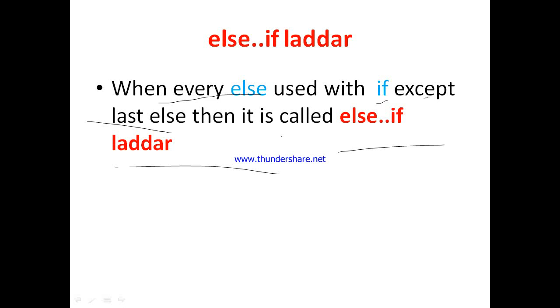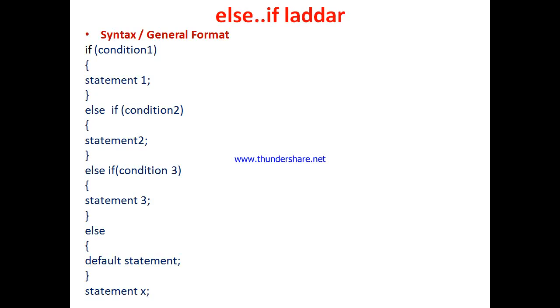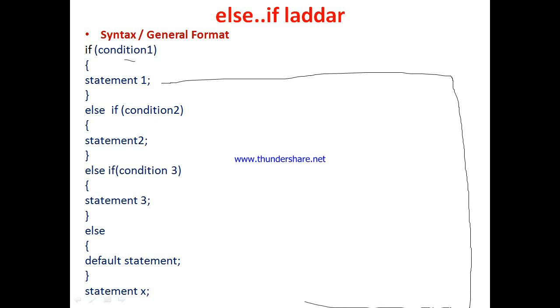Now let us see the syntax of else if ladder. If we see the syntax, every else has an if statement except the last else. At the entry point, condition 1 is checked. If condition 1 is true, then statement 1 is executed, and irrespective of checking any other condition, it directly executes statement X.